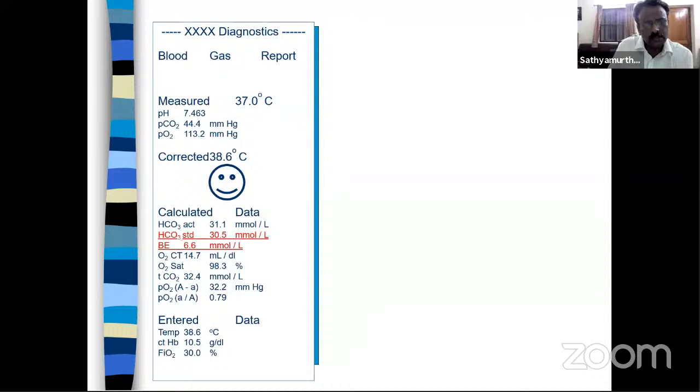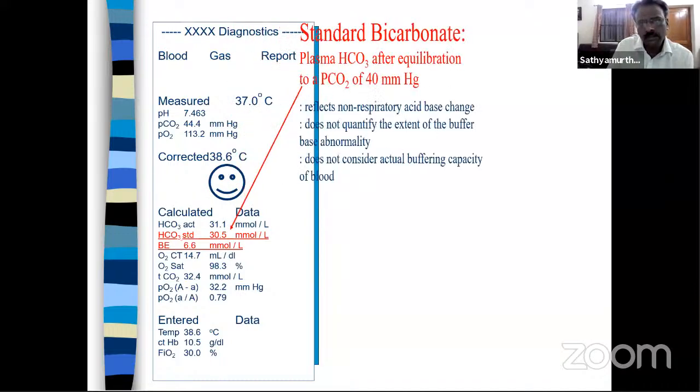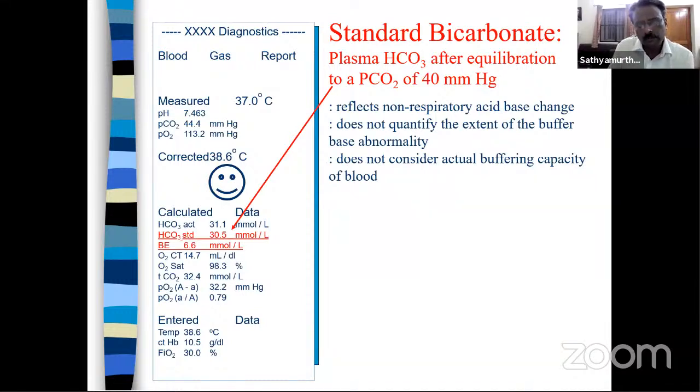Now, what are the standard bicarbonate and base excess? I'll not stick to this, because this is more used in your base deficit. When they use the Copenhagen method, that is where the base excess or the standard bicarbonate comes in. I will just try to skip, but let me see what it is. What it actually reflects is the non-respiratory acid-base change. It does not quantify the extent of the buffer-base abnormality, and does not consider the actual buffering capacity of blood.